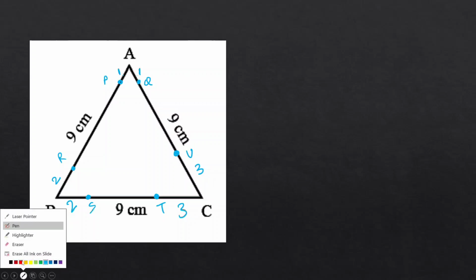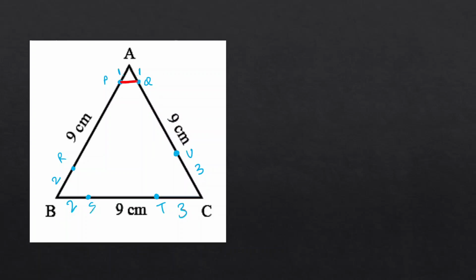What I'm going to do next is that I'm going to join these points. I'm going to join PQ, RS and UT. Since these lengths are equal, let's focus on the triangle APQ. Since these two lengths are equal, I'm going to have an isosceles triangle with these two angles as equal, and angle A was already 60 degrees. I can say that triangle APQ is an equilateral triangle. And by extension, I can say that triangle BRS and triangle CTU are also equilateral triangles.